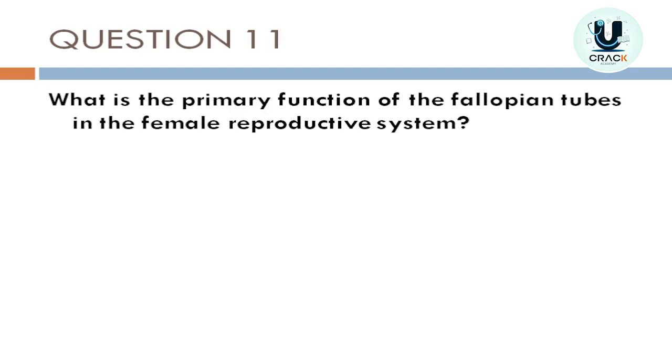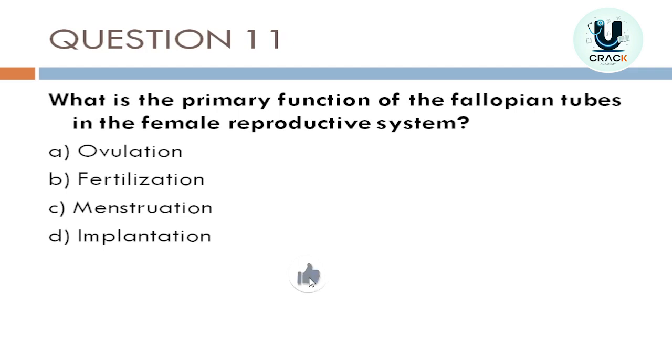Question number 11. What is the primary function of the fallopian tube in the female reproductive system? A. Ovulation, B. Fertilization, C. Menstruation, D. Implantation. Answer: fertilization.